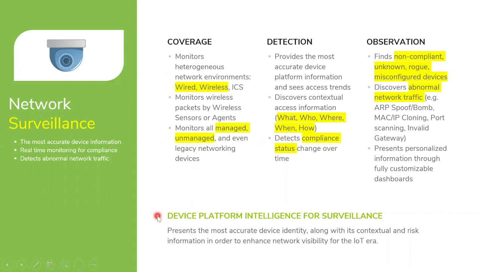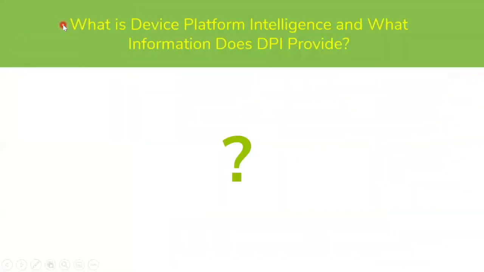What we're going to be talking about a little bit more today is how device platform intelligence can enhance typical network surveillance and provide additional actionable information, especially valuable in the IoT era. So let's talk about what is device platform intelligence and what information does it provide. We've already identified that this information is critical and it's important to have. So you need to have information about what is connected to your network. However, the quality and the extent of that information is what will determine how actionable it is and how you can craft your network access control policies.